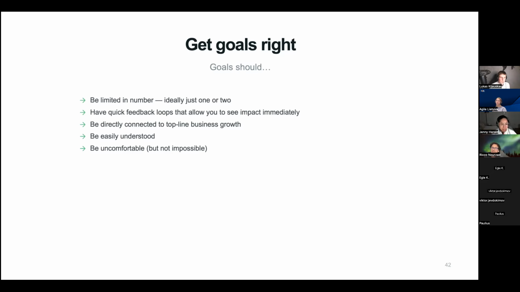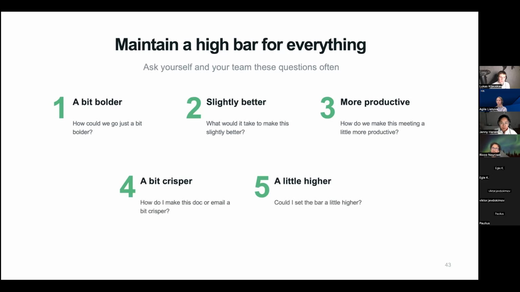And lastly, they should make you uncomfortable. If you're doing this right, they should make you slightly uncomfortable, but not impossible. Because remember, what we're trying to do is change the business. We're trying to improve it in some meaningful way. And the way that we do it is through the products and services that we provide to our users.